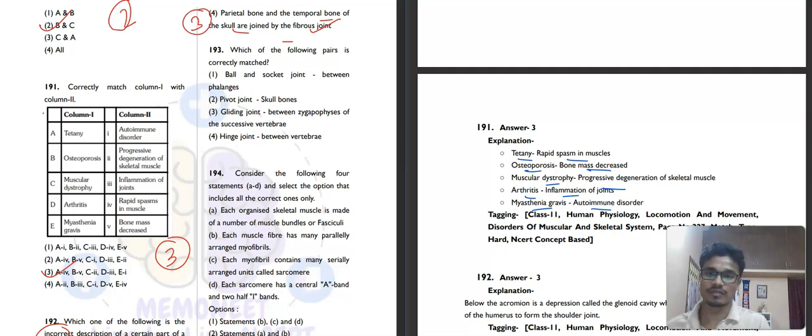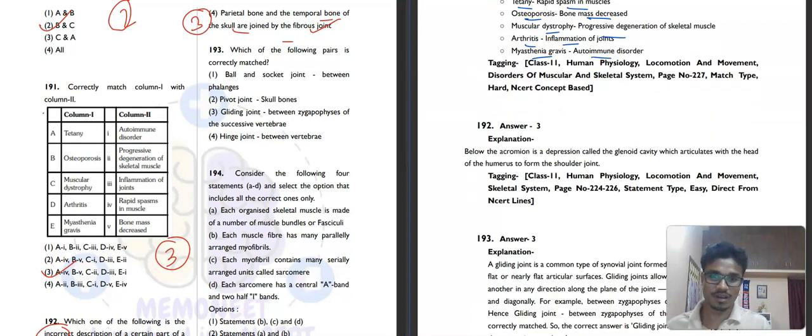Then question number 193. Which of the following pairs are correctly matched? Ball and socket joint between phalanges. No. There is no ball and socket joint between the phalanges. Pivot joint, skull bones, no. Then gliding joint between zygapophyses of successive vertebrae. Correct. Hinge joint between vertebrae. Not correct. There is a cartilaginous joint between vertebrae. Then question number 194. The third option will be the correct answer.